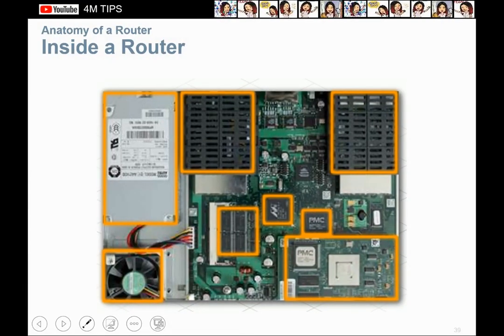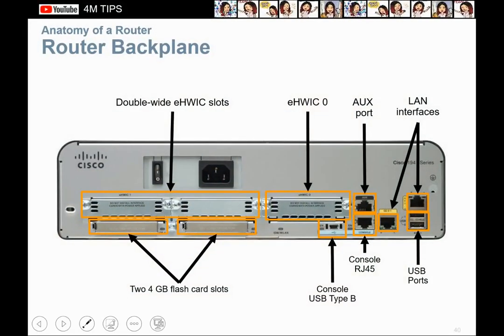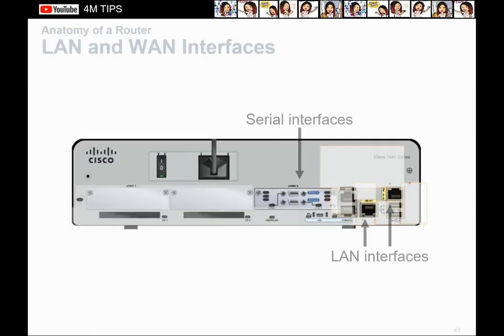All right, so inside a router, you can see all these components. And you will have the router backplane. When you have this type of model, your router backplane will have the double wide EHWIC slot. You will have 4 GB flash card slots, and then you have all these interfaces.